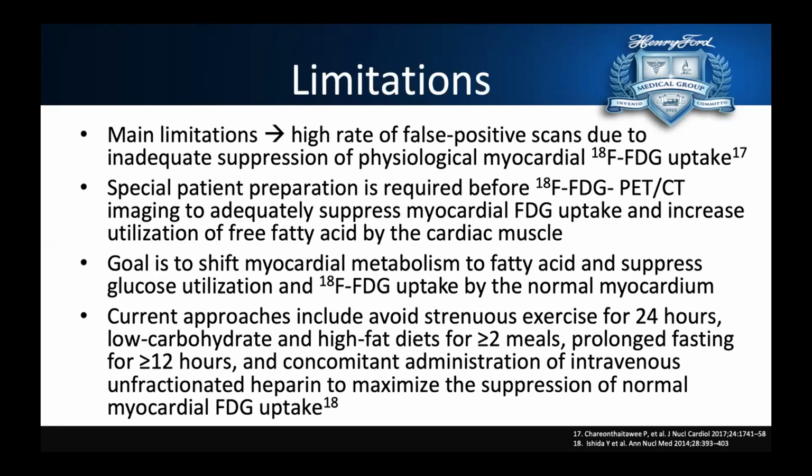Normal myocytes utilize glucose as one of their main energy sources, and various techniques have been developed to suppress the physiological uptake. In the fasting state, free fatty acids account for about 90% of oxygen consumption of normal myocytes. So the whole goal is to shift this metabolism to fatty acid. The current approaches that we advise our patients: avoiding strenuous exercise for 24 hours, a low carb diet, a high fat diet. So everything that goes against the cardiology goal, but regardless, prolonged fasting for 12 hours, and also administration of heparin to maximize the suppression of normal uptake. The mechanism of heparin is thought to be that it activates lipoprotein and hepatic lipases, so that also increases your plasma free fatty acid levels.